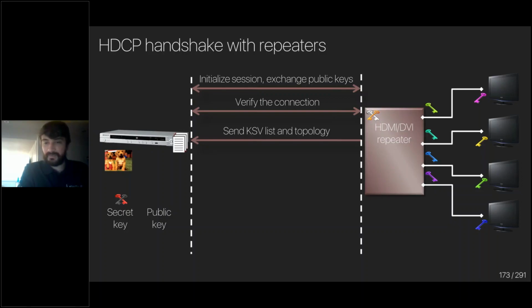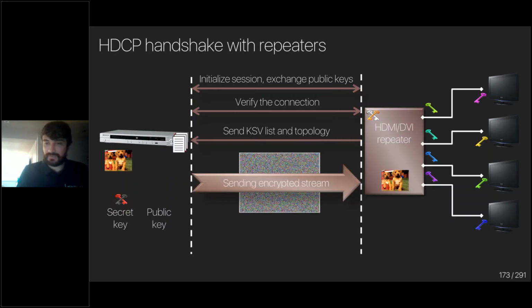It's very important to know because many people get confused. The source will not use the public keys of the display devices for the encryption. It just needs to know them for a different reason, to make sure everything's valid and you don't have a compromised device connected, for example. If everything checks out, then the source starts sending the encrypted video signal.